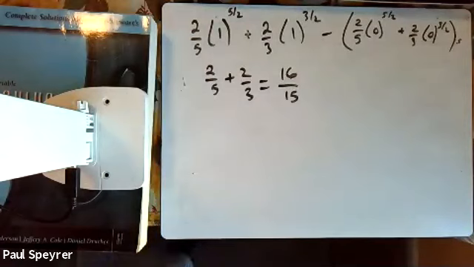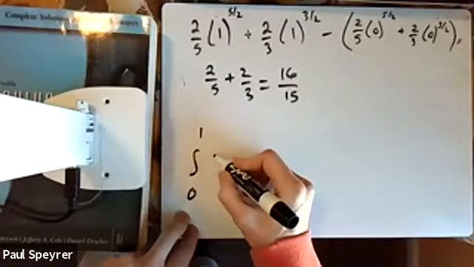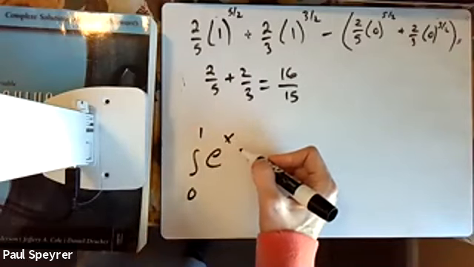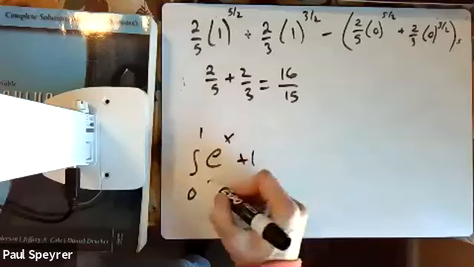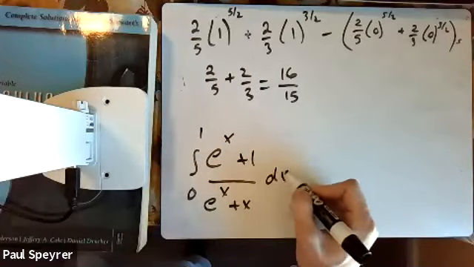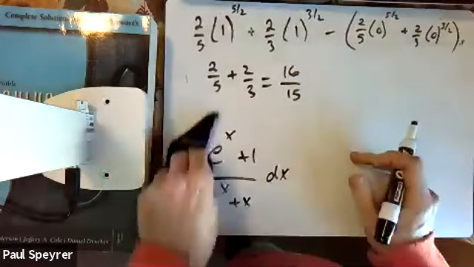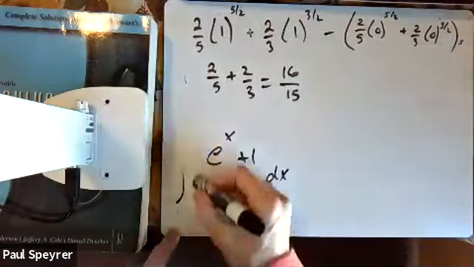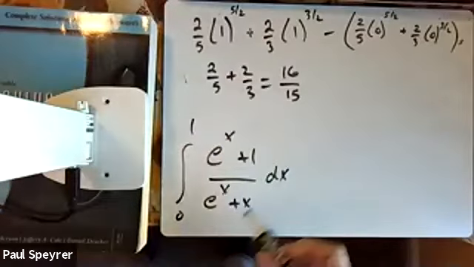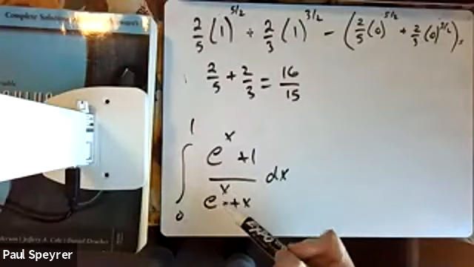All right, let's try this. Let's see what happens right here. So we have the integral from 1 of e to the x plus 1 over e to the x plus x. So a division problem, right?